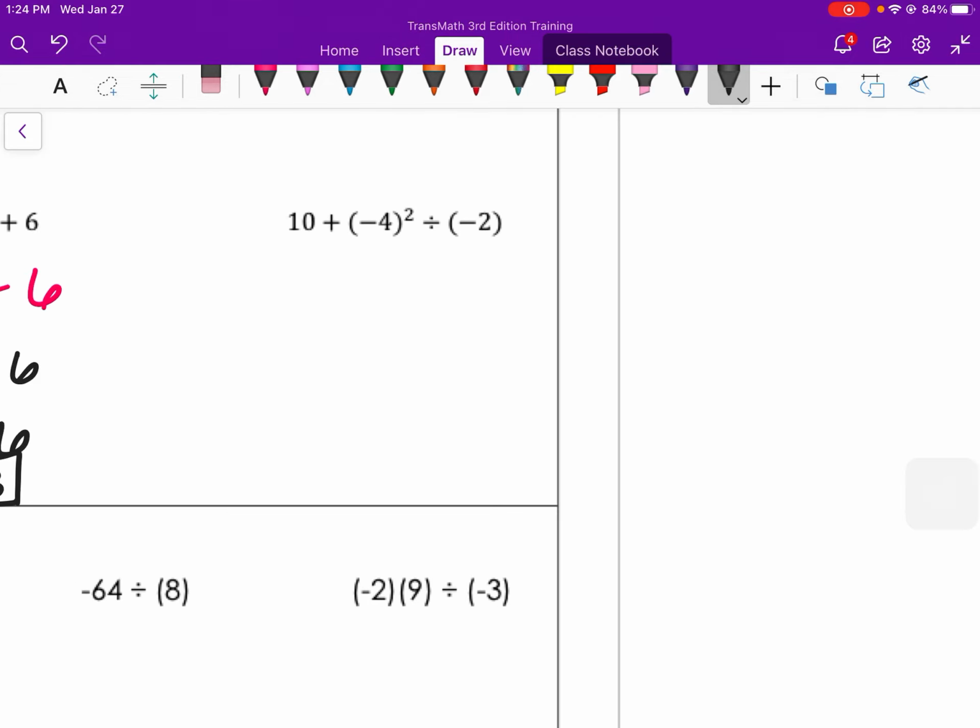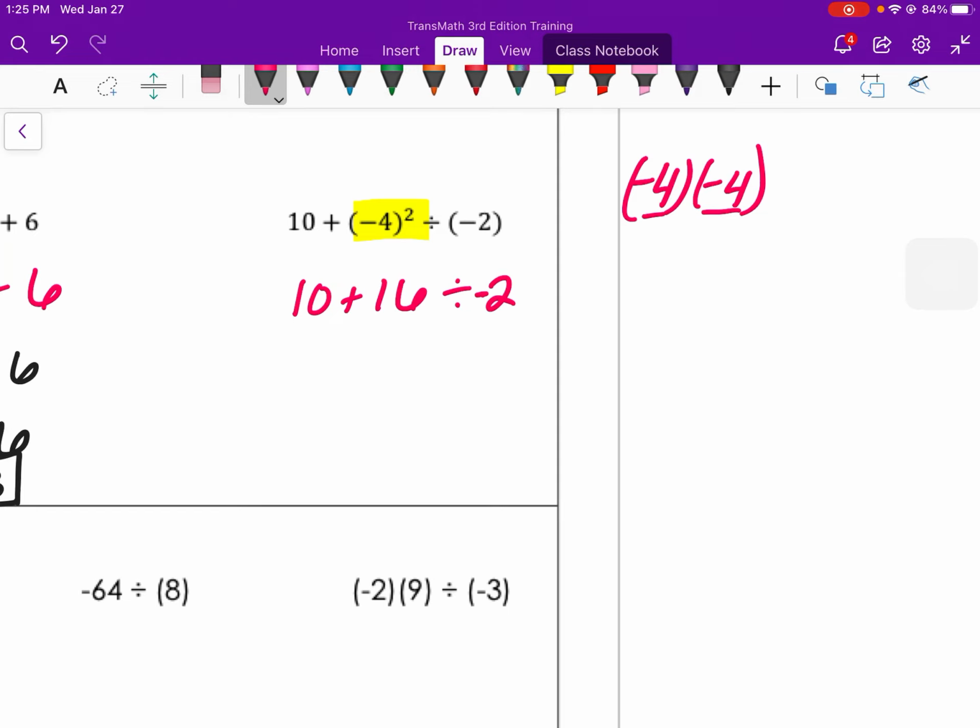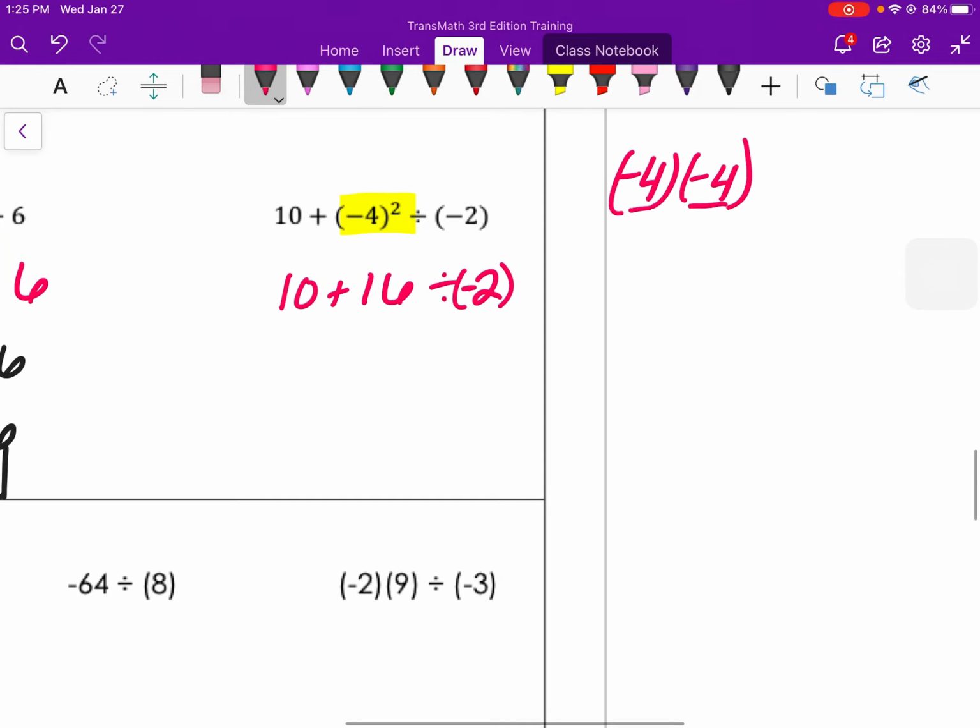One more. All right, we have a division, but we also have an exponent in this problem. Exponents come before division, and then last we'll do any addition. First we're going to take -4 squared. Remember that means -4 times -4. When you square a negative, your answer is going to be positive because you have two negatives. That's going to give me +16. Then I have +16 divided by -2, which comes before the addition. Since you have a positive divided by a negative, your answer will be negative. 16 divided by 2 is 8, so -8.